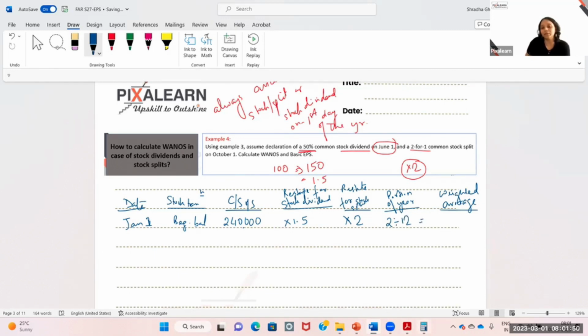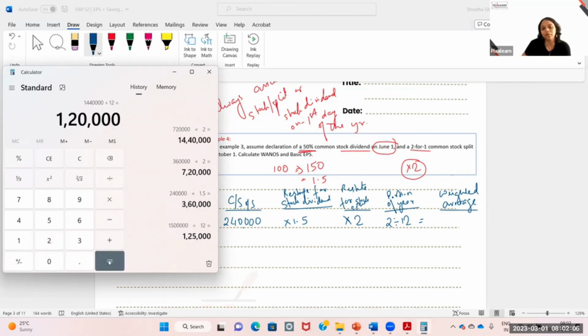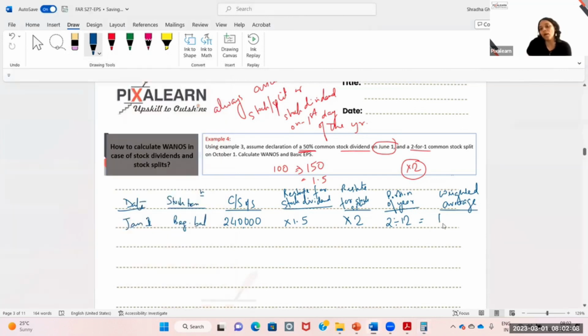What is the figure that you get here? I started with a stock of 240. It became 1.5, and then it also became 7.2. Yes or no? And that is applicable only for 2 months of the year. So this became $1,20,000. Is this clear to everybody? Any questions, guys?